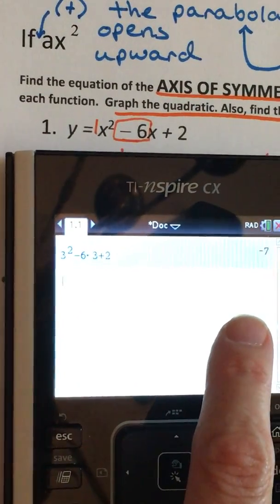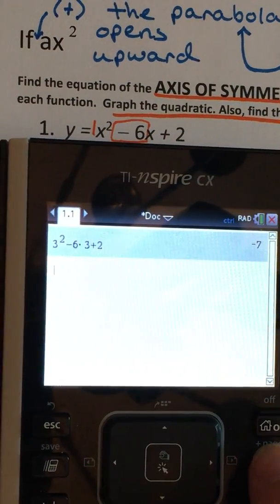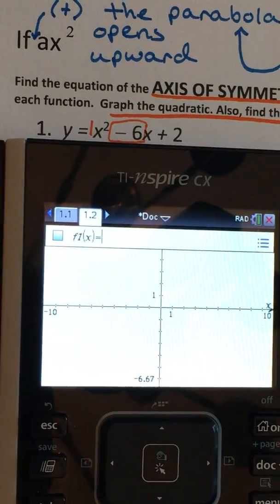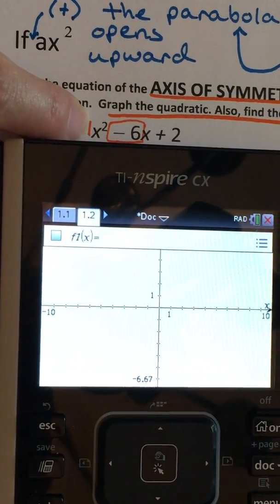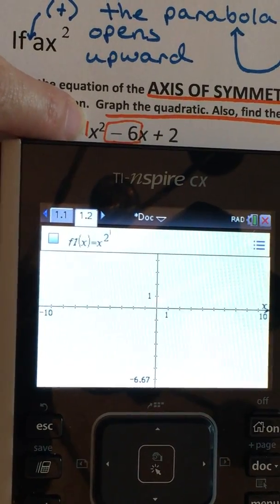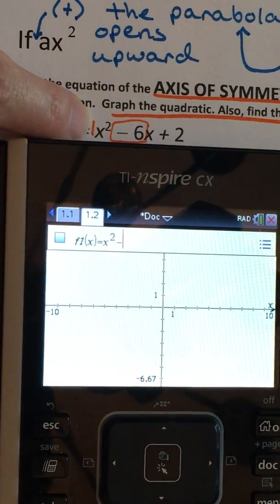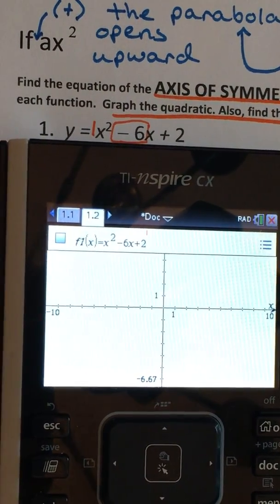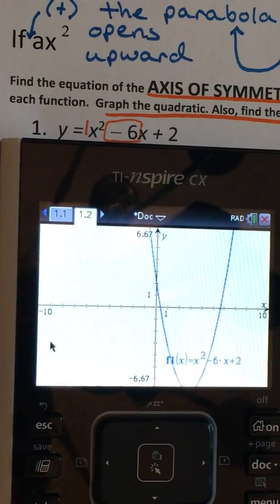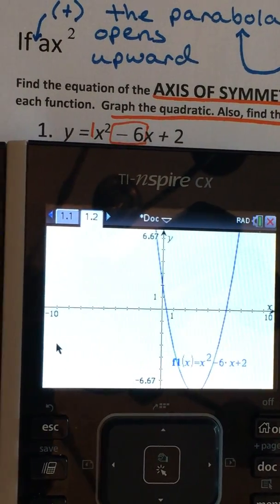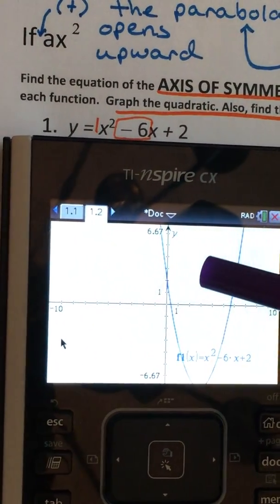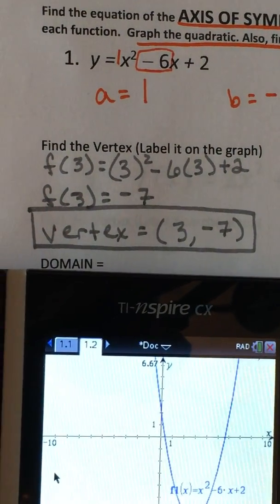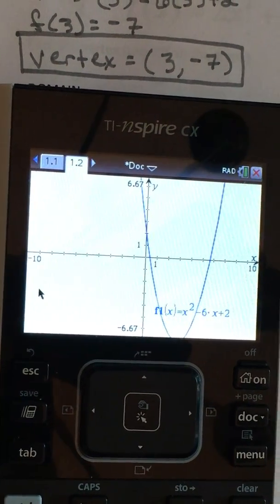So let's push Control Doc, and ask for a new page with a graph on it. And let's type in our original function that they gave us, x squared minus, make sure that's a minus and not a negative sign, 6x plus 2, and push enter. Okay, there is my parabola. Ta-da! And we can see that our vertex agrees with what we had found on the paper of 3 and negative 7.